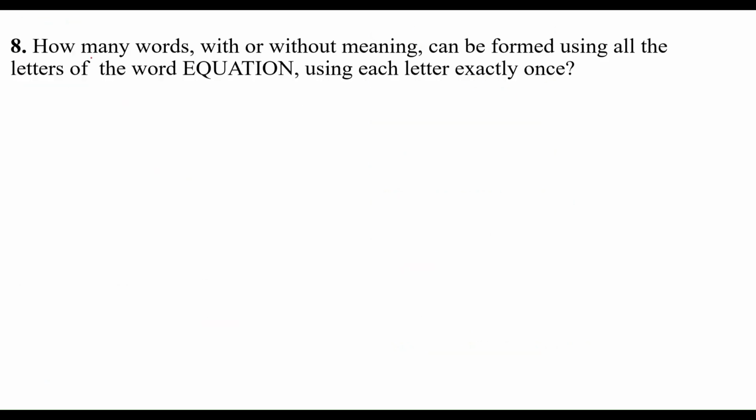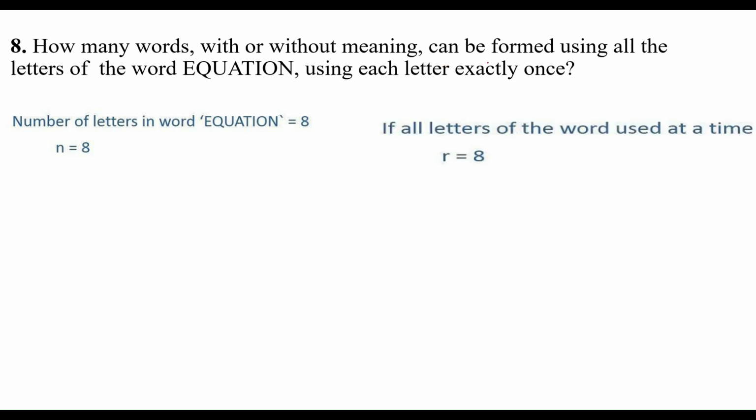Then next, how many words with or without meaning can be formed using all the letters of the word EQUATION, using each letter exactly once? Okay, the number of letters in the word EQUATION is how much? It is 1, 2, 3, 4, 5, 6, 7, and 8. So the value of n will be 8. What they are telling, we have to find how many words can be formed using each letter exactly one time, only one time. Okay, if all the letters of the word are used at a time, then the value of r will be 8.